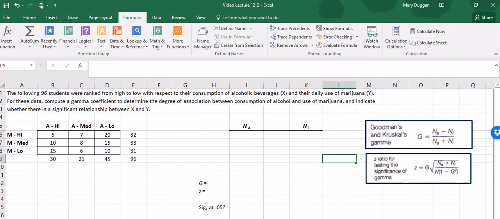In this video, we will talk about Goodman and Kruskal's gamma. Gamma is useful for when you have ordinal level data. For this example, I will use the problem in your textbook that reads above.